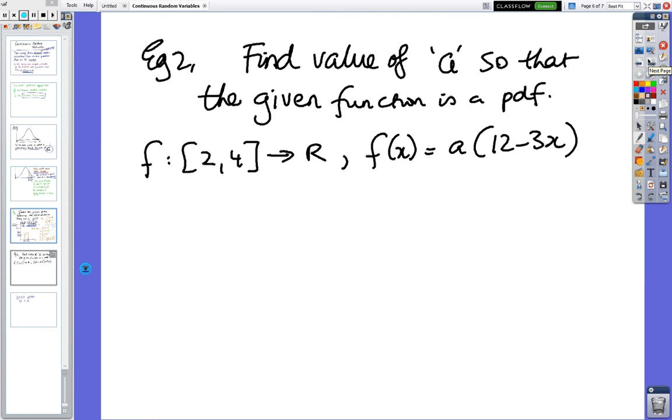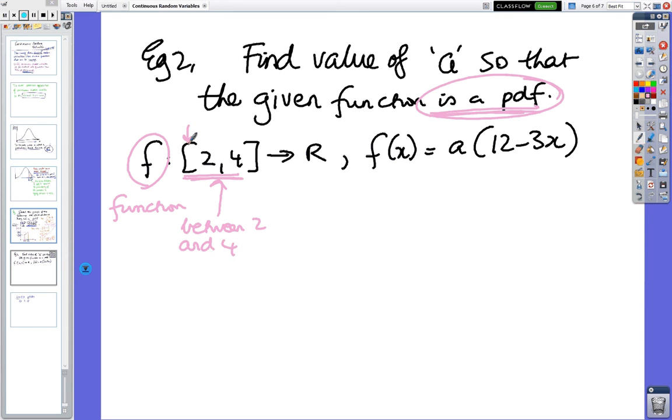This next one, you're told that it is a PDF, and this is the notation that they're using in the textbook. There's a function, and this part says between 2 and 4. The straight brackets mean 2 less than or equal to x less than or equal to 4, whereas if it was a curved bracket, it'd be 2 less than x or something like that. These are straight ones, so it includes the values at 2 and 4. And this says that we're putting it onto real numbers. That's the language.